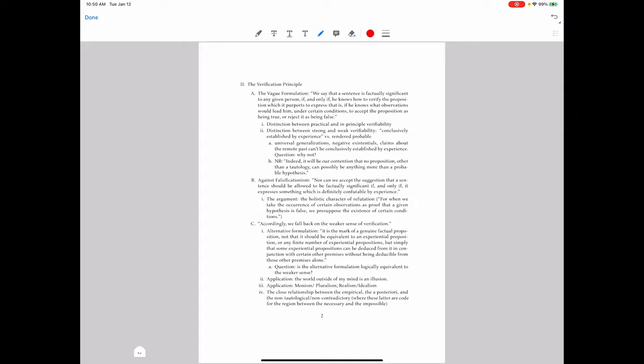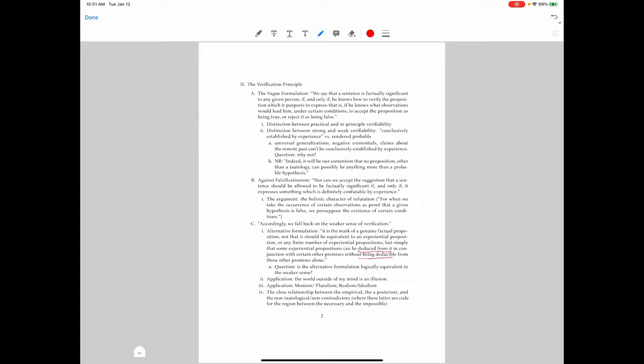As a result of the arguments against verificationism, we endorse the weaker sense in the vague formulations above, and then he pursues alternative formulations. It's the mark of a genuine factual proposition not that it should be equivalent to an experiential proposition. Notice here he's admitting that scientific theories outrun even the complete conjunction of the empirical consequences of the theory. Take all of them, or even any finite number of experiential propositions, but simply that some can be deduced from it in conjunction with certain other premises without being deducible from those premises alone. So notice this is the explicit affirmation that confirmation, even in the weak sense, is the mirror image of entailment.